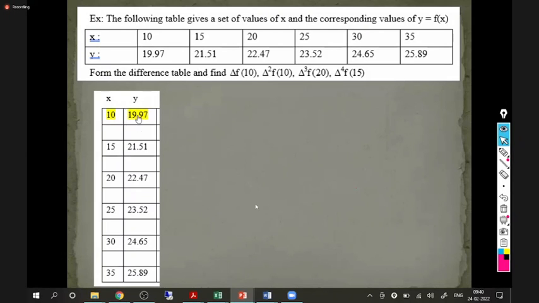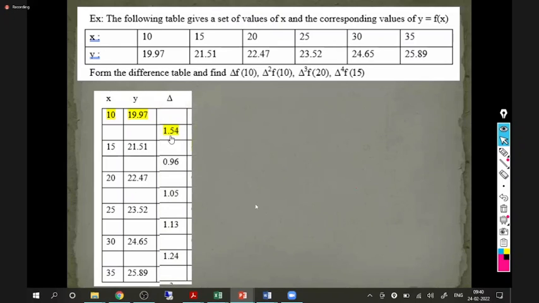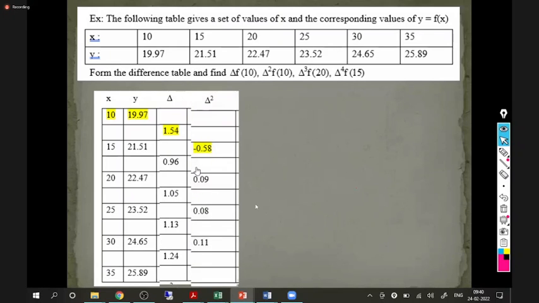This is x0, y0. So what is delta y0? So 1.54. Let me check, 1.54 is the correct answer. So this way, all these values you can calculate. You will get the first order differences by subtracting this number minus this number, and you write it down in the middle. So we are proceeding again.